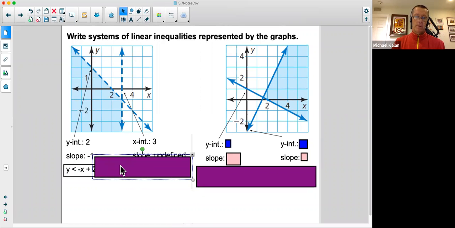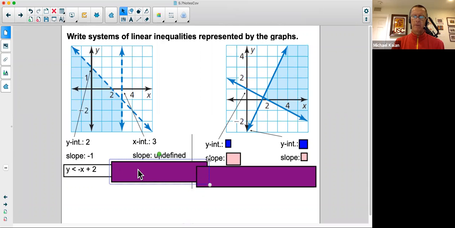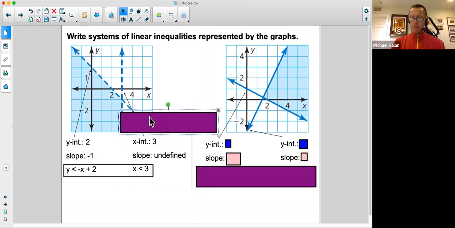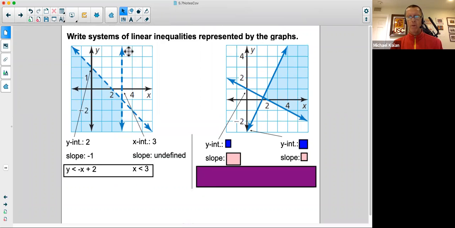Hopefully you said less than, and it's -2 plus 2. And then for the other one, obviously it's a vertical line, so we go and name it by all the points. So that's the 3 part, and we want smaller than 3, so x is less than 3. Okay. All right, try this one now.